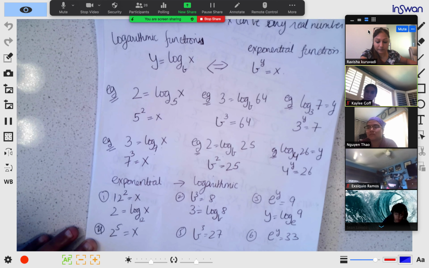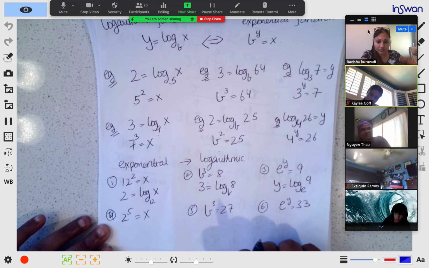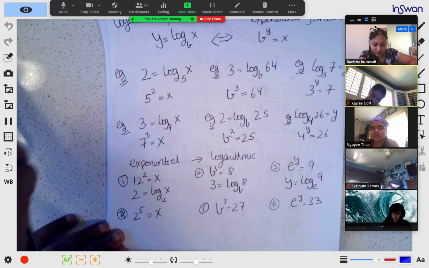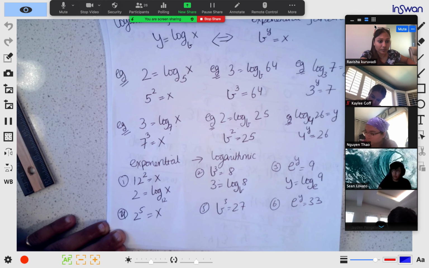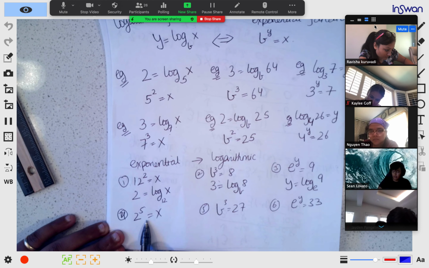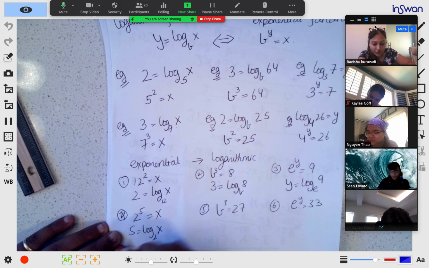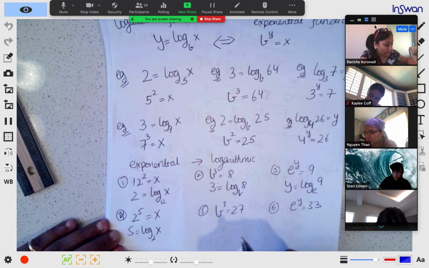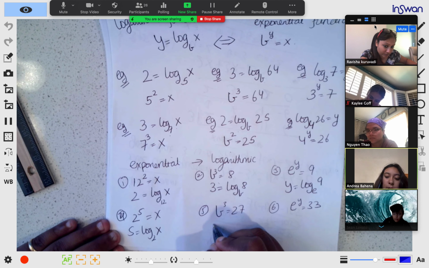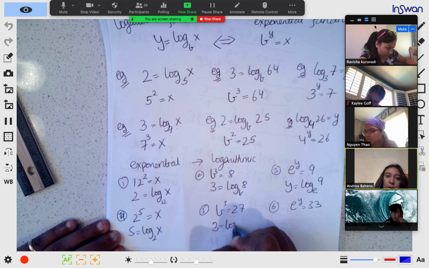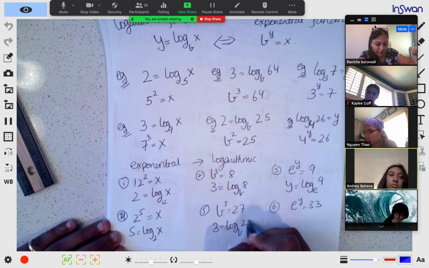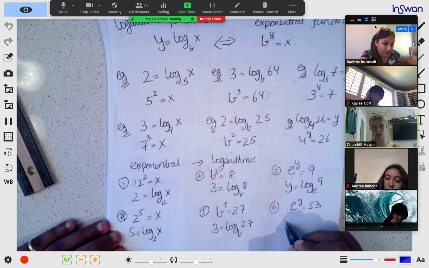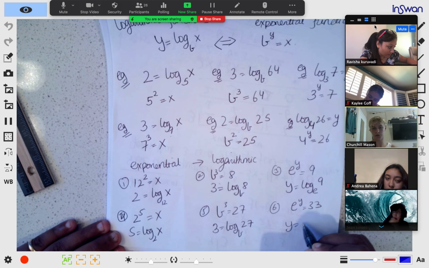Okay, what's the answer for the first one? Would it be 5 equals log base 2 of x? Yes, correct. Second one, would it be 3 equals log base b of 27? Correct. Mason, it would be y equals log base e of 33. Yes, correct.